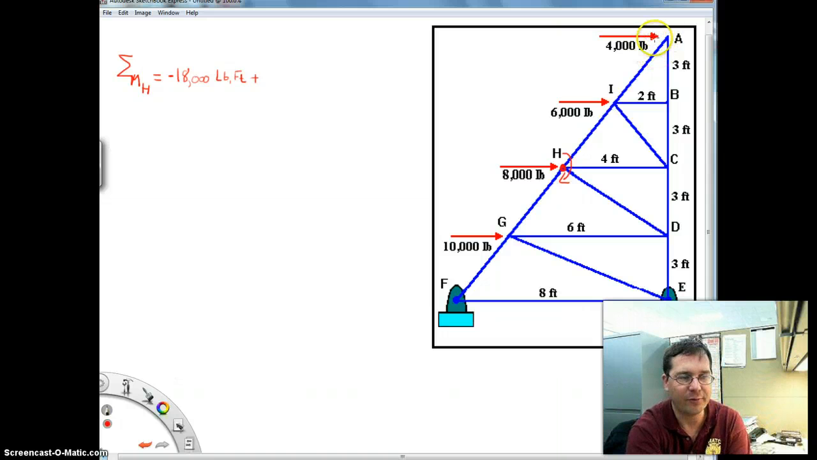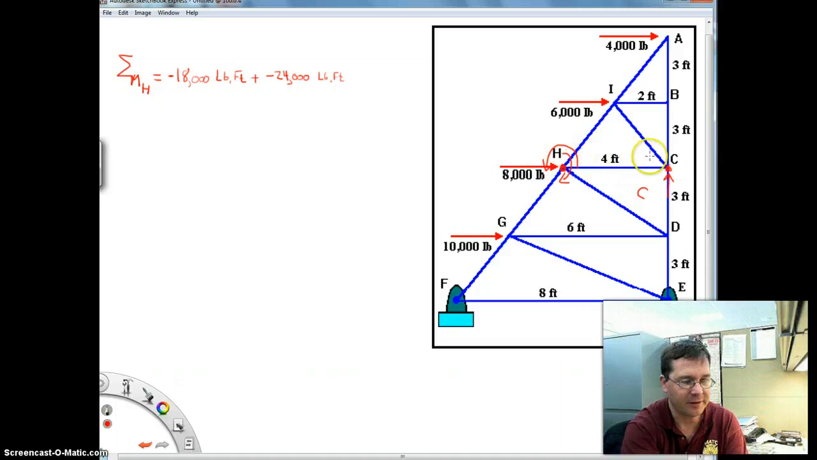What else do I have? I have a 4,000 pound force acting on a lever arm that's 6 feet long. And again, that's going to produce a clockwise rotation, so negative 24,000 pound-feet. And then the last thing that I have as I look at this structure is this member CD, and if I think about the moments I've created so far, they're both clockwise. Member CD must be generating a counterclockwise moment about point H, which tells me, first of all, that member CD's got to be in compression because it's got to be pushing up.